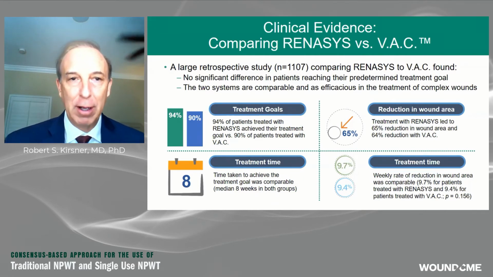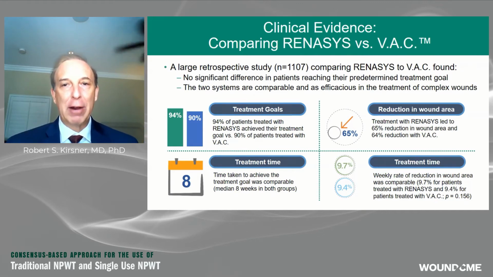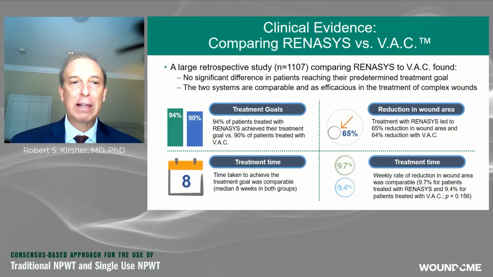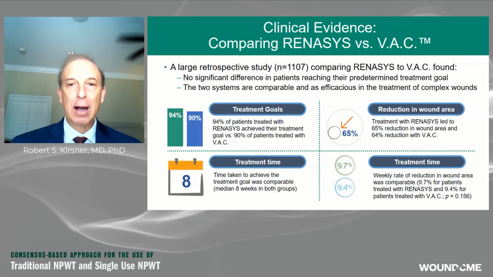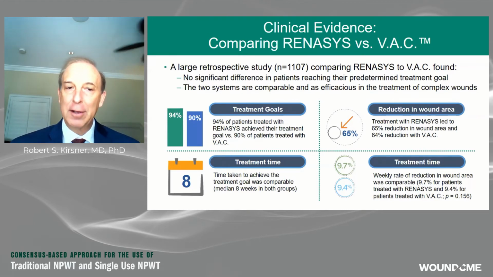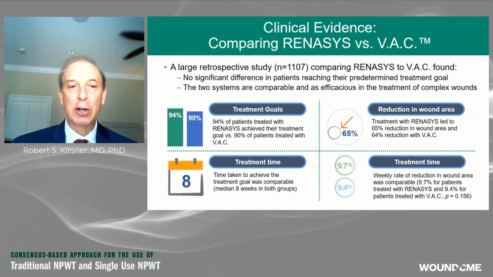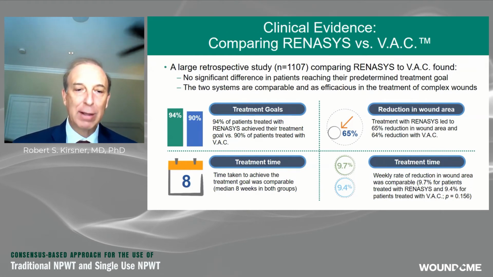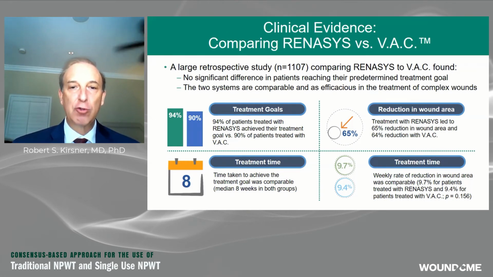Here's one example of a well-done study comparing one brand, Renesys, to another system, VAC. This was a relatively large study. It was retrospective in nature, but over 1,100 patients were involved in this evaluation. What they found was that 94% of patients treated with the Renesys system achieved their treatment goals. In a similar fashion, about 90% of patients treated with VAC reached their treatment goals. The treatment time was similar between the two groups, approximately 8 weeks.